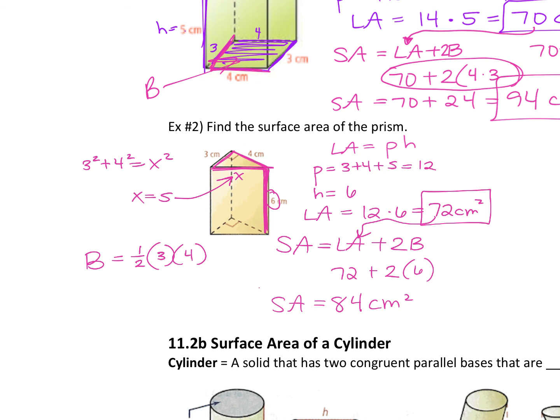Okay, so that's 6. So you're going 72 plus 2 times 6. Thank you. So you get a surface area of 84 square centimeters. Okay?